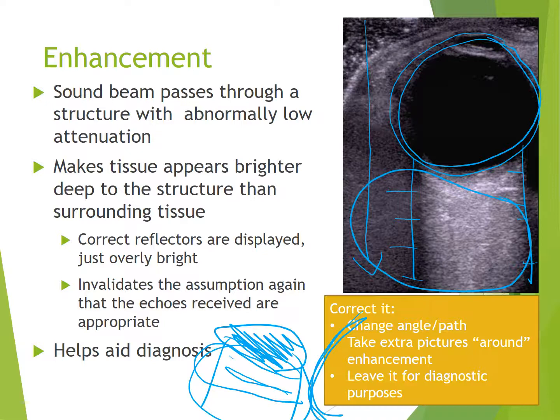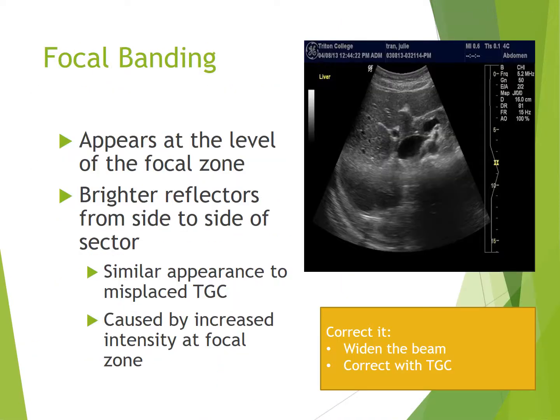Sometimes it does help us in the diagnosis. Again, simple cysts should have enhancement behind them. Without it, then we might think that this is a solid hypoechoic area that might need further looking into. To correct it, again, we're going to change our angle or path. We're going to take extra pictures around the enhancement, or we might decide to leave it for diagnostic purposes.